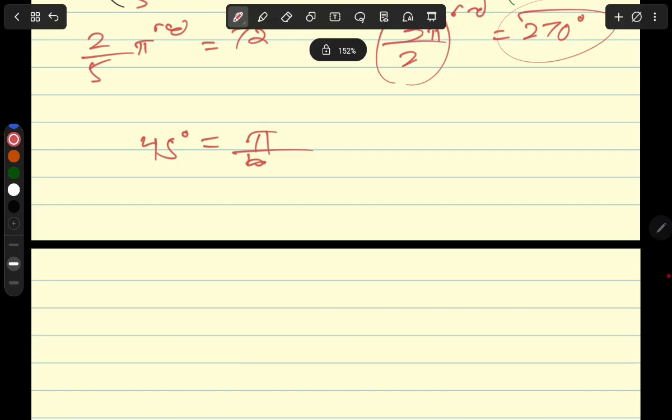Now, if I ask you what 45 degrees is going to be, using the same method, you will tell me that this is equivalent to pi upon 4 radians. If I ask you 30 degrees, you will say pi upon 6. 60 degrees, you will tell me pi upon 3 radians.